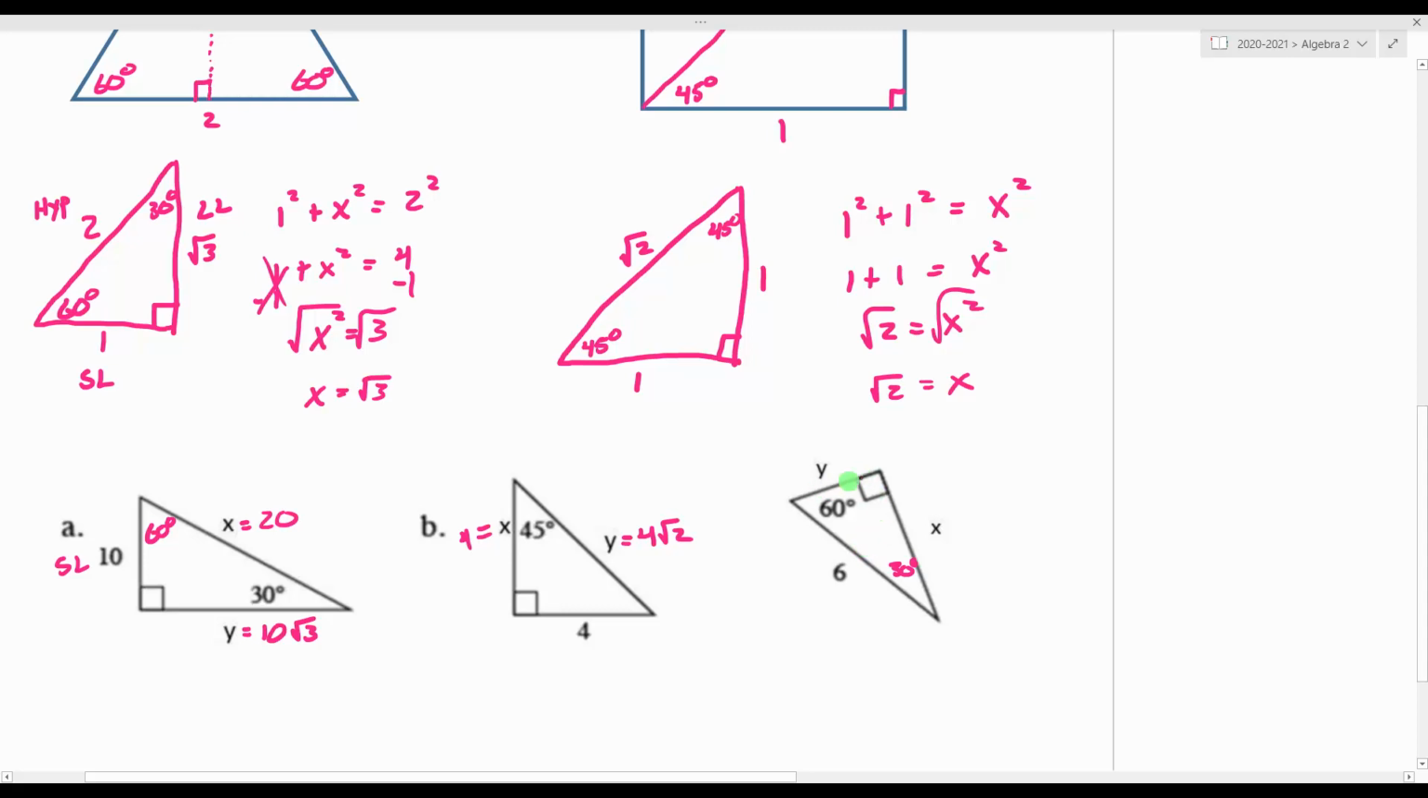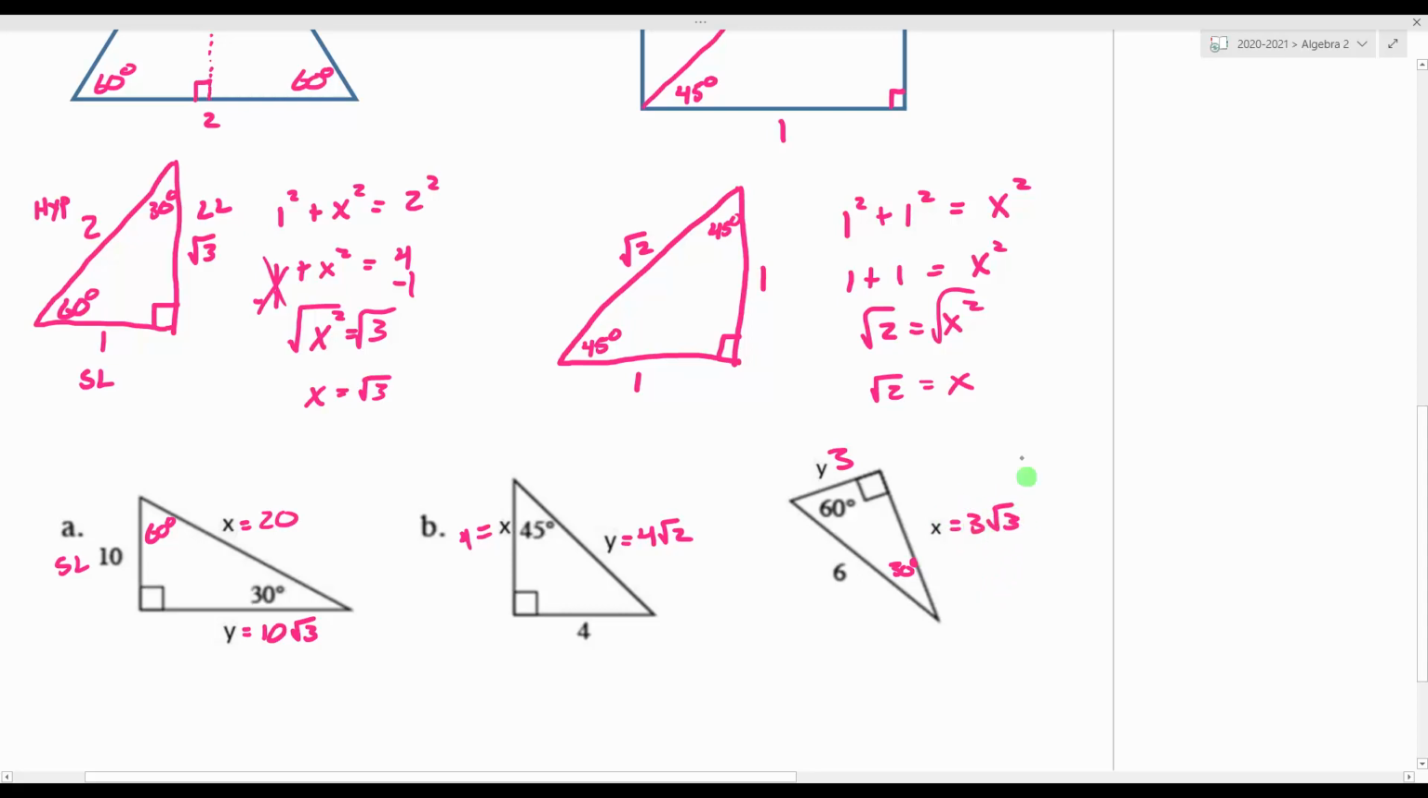Okay, so I'm going to go to the short leg first. My short leg in the original 30, 60, 90 was 1. So if I do 1 times 3, that means this is 3. And then same thing over here. The original 30, 60, 90 was root 3, but I've got to multiply by 3, so x is going to equal 3 root 3.